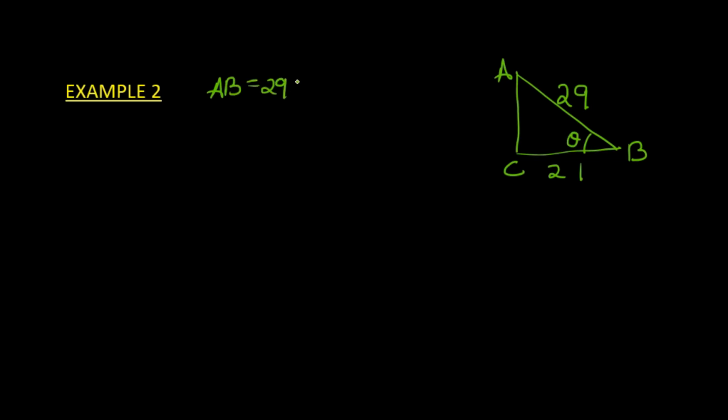Let us see one more example. A triangle ABC right angled at C. Let angle B be theta. It's given that AB is 29 units and BC is 21 units. So AB is given as 29 units and BC is given as 21 units.